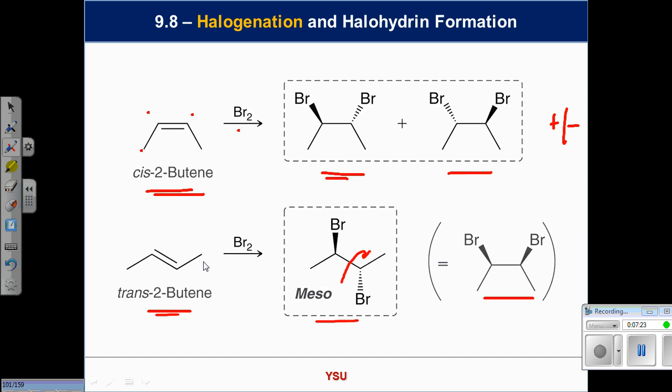Now, this is only going to be meso because these two groups are the same at each end. If you start to change that and make this unsymmetrical, you'll get enantiomers, right? Because you're making molecules that are not meso. So this is just an old experiment. It's a classic experiment to show how these things work, but also to test whether you understand the consequences of stereochemistry and inducing stereochemistry by adding things to alkenes.